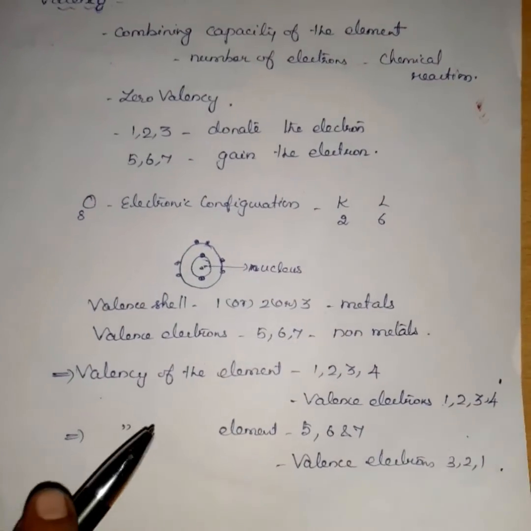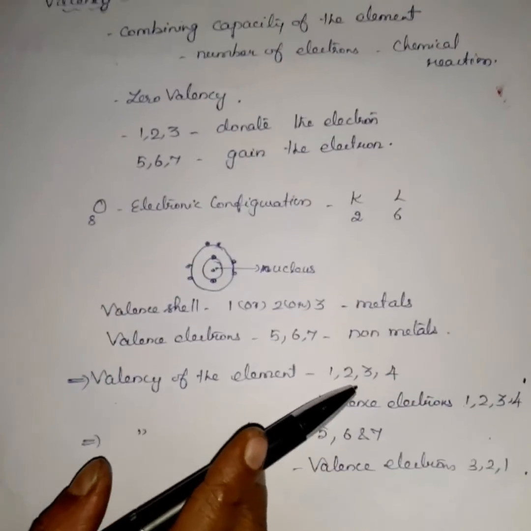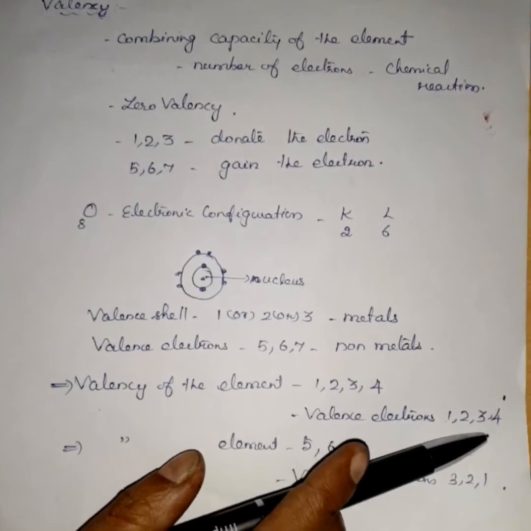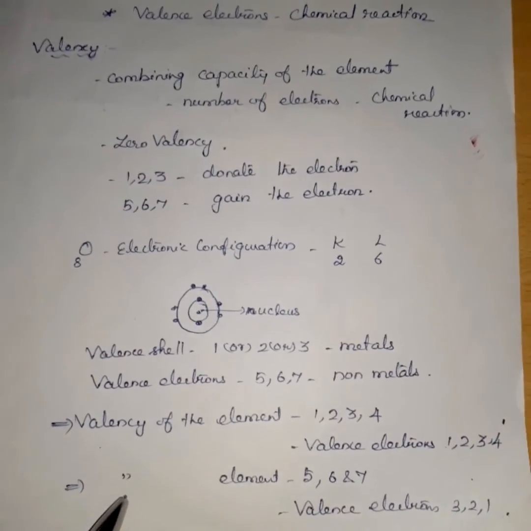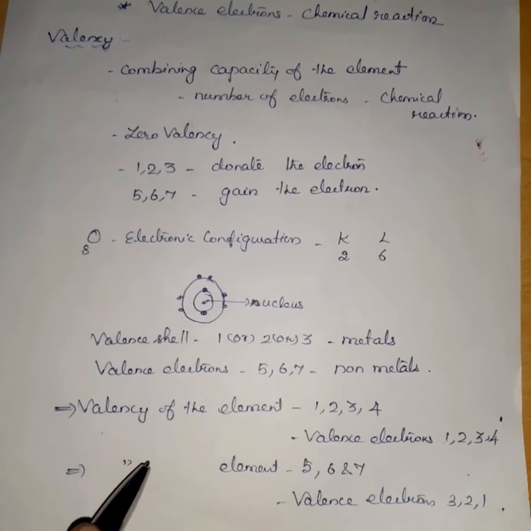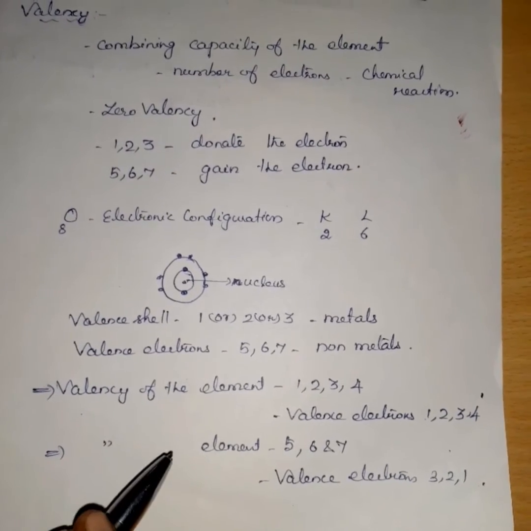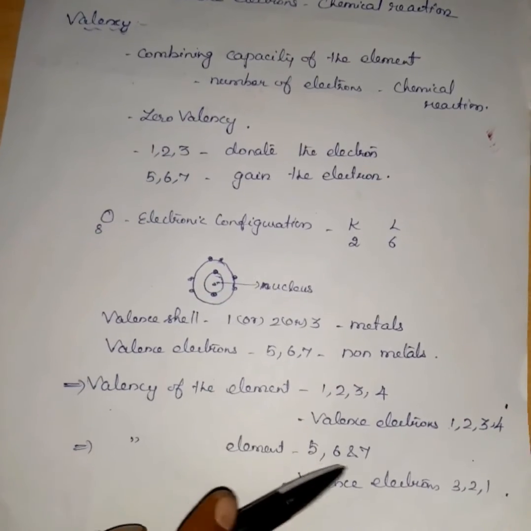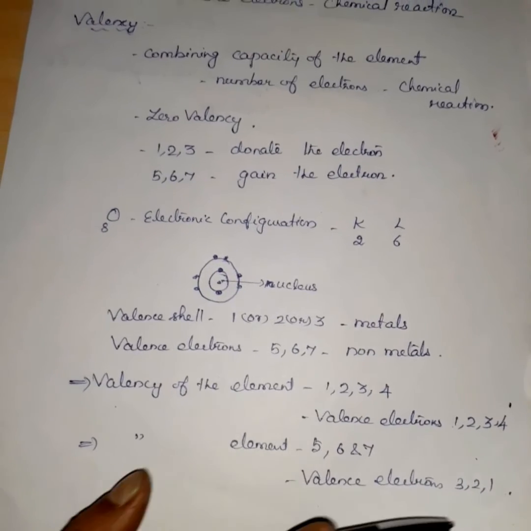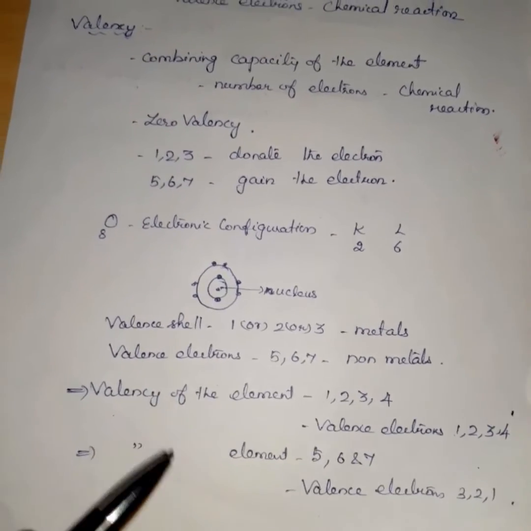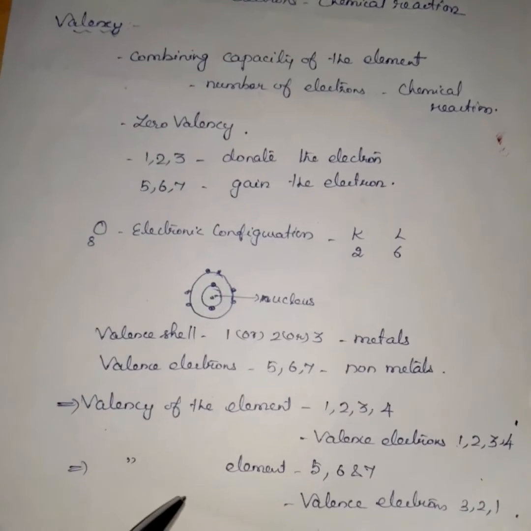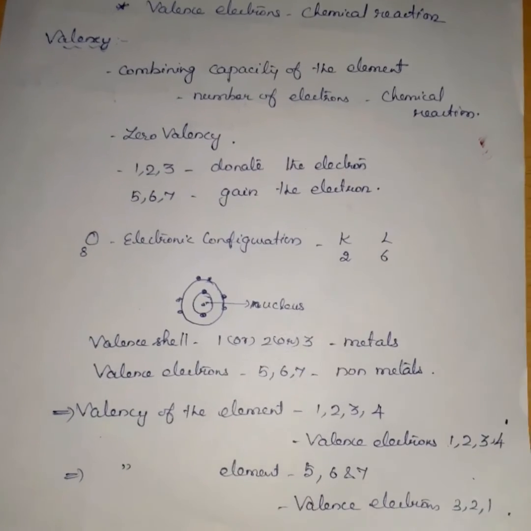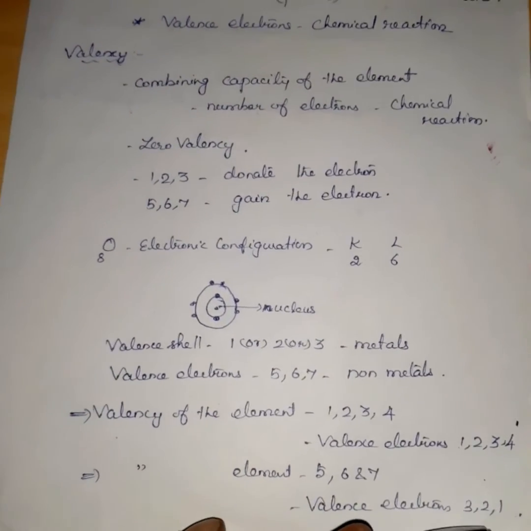Elements having valence electrons 1, 2, 3, 4 have valency 1, 2, 3, 4 respectively. So if the valence electrons of an atom is 3, then its valency is 3. The elements having valence electrons 5, 6, 7 have valency 3, 2, 1 respectively.